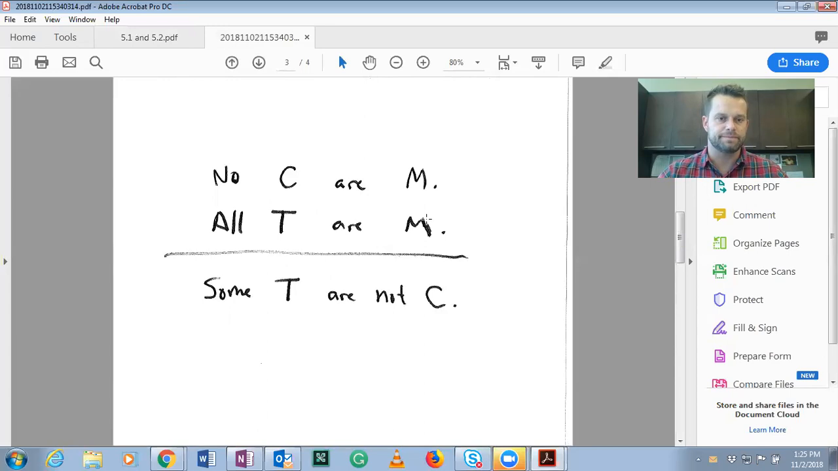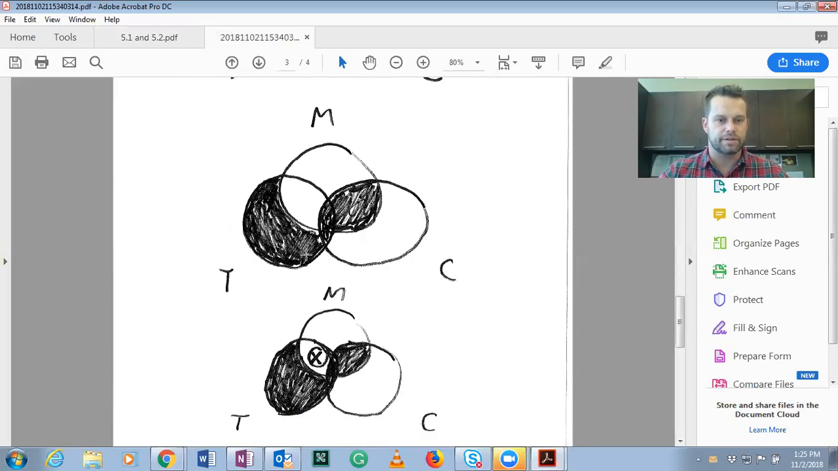Next, all T are M. So now we focus on the T circle and the M circle. We already have no C or M shaded. Remember, for a universal A form statement, all T are M. That means the only T's that exist would be within the region where the T and the M circles intersect. All T are M. And so when we shade, we create emptiness. So we have to shade outside of that region because there aren't any T's that exist that are not M's. Or another way to say it, there are no T's outside of the M circle. There are no T's out here. So we need to shade that circle. So the only region we have left is this region.